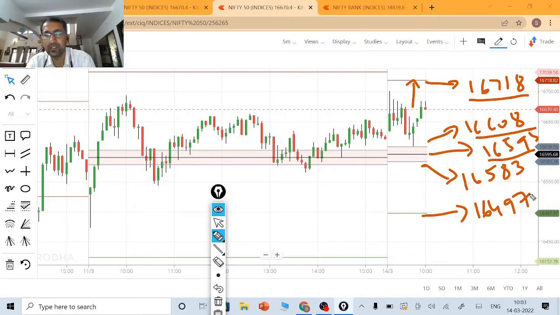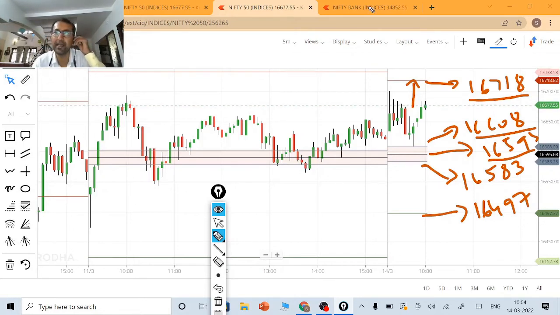So Nifty strategy is very simple. It is trading nowhere. It is trading between 16,600 to 16,700. And if it only goes above 16,718, you can go for a buy. If it is trading below 16,608, below the pivot, you can sell Nifty for a target of 16,497. Now let me come to the Bank Nifty.